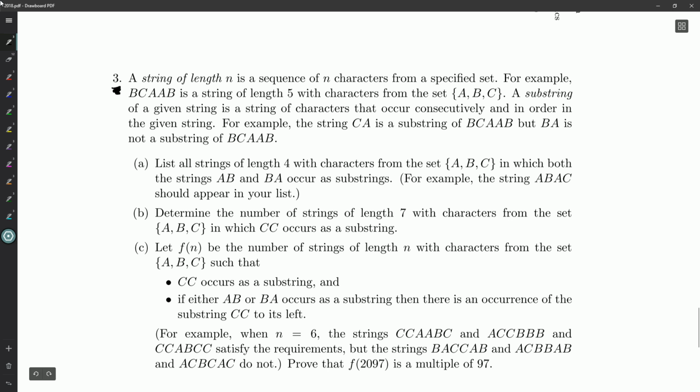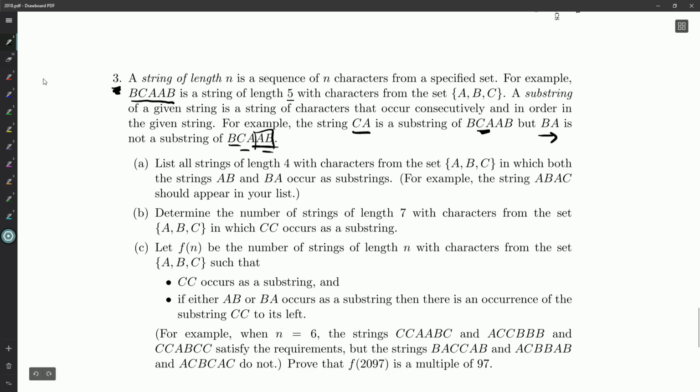A string of length n is a sequence of n characters from a specified set. For example, BCAAB is a string of length 5 with characters from the set ABC. A substring of a given string is a string of characters that occur consecutively and in order in the given string. For example, CA is a substring of BCAAB because CA is there, but BA is not, because no matter where I look, I can't see BA together. Sure, we've got AB, but it has to be in this order.